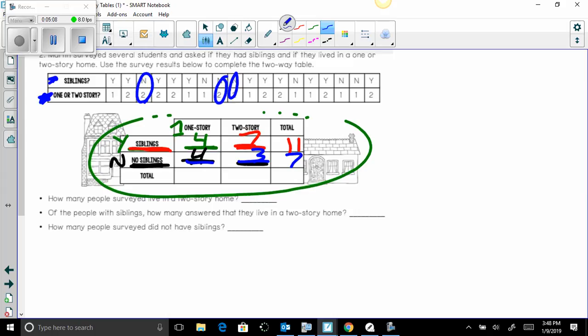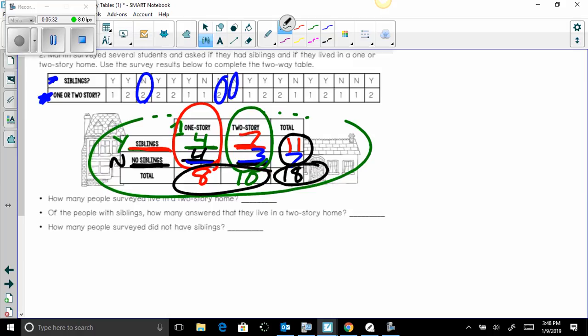So if I go ahead and add how many people, whether they had siblings or not, lived in a one-story, that's 8. How many people, whether they had siblings or not, lived in a two-story, that is 10. How many total people were surveyed? Well, right here should be 18, and right here should be 18 for your total in the very last corner.